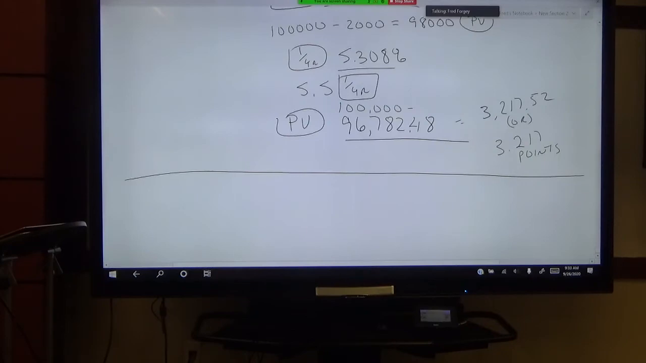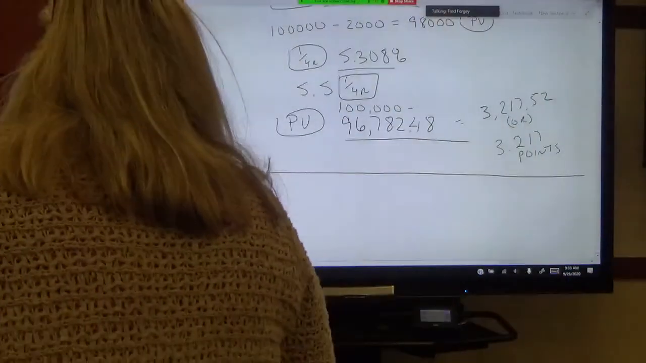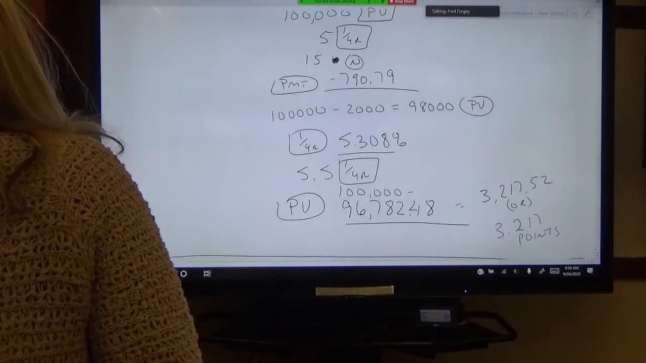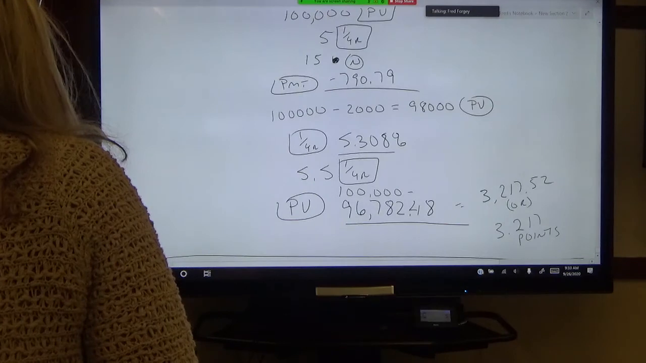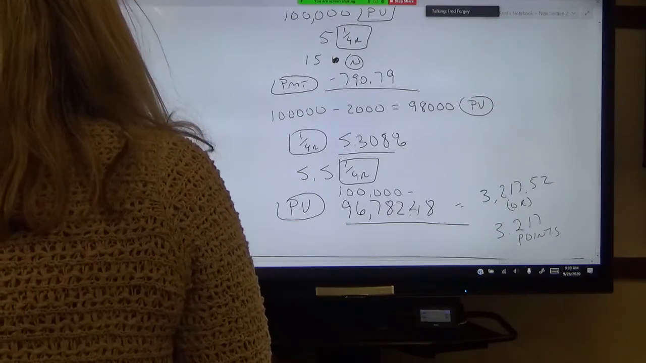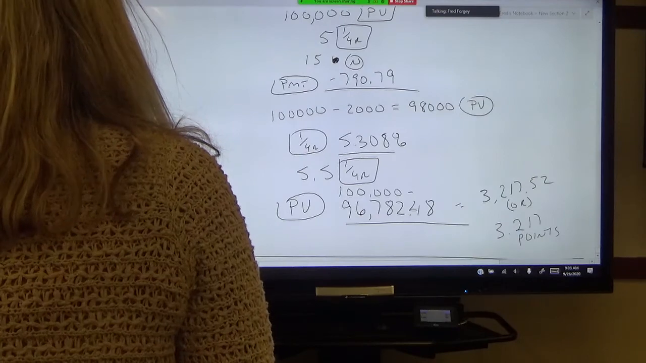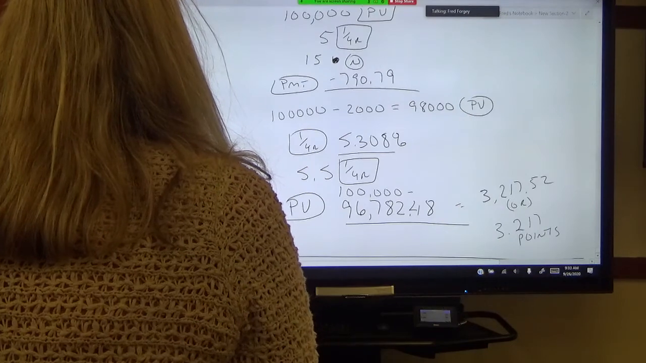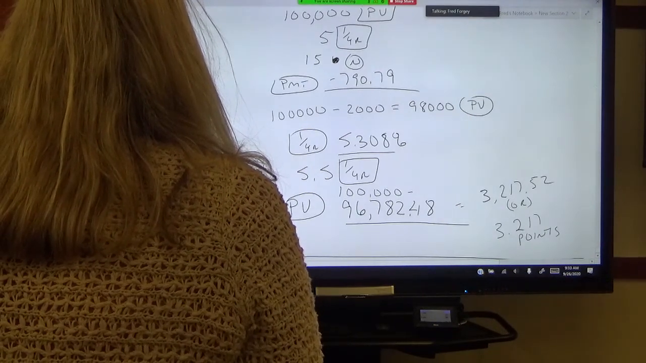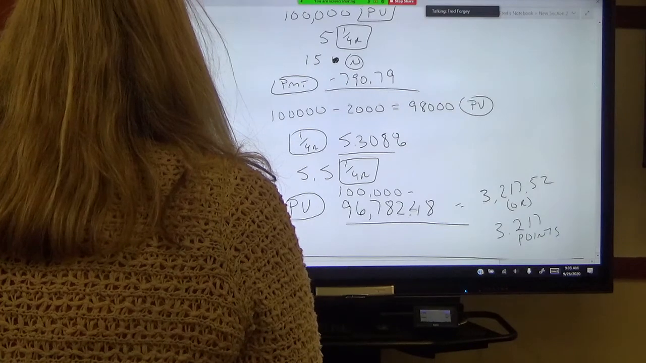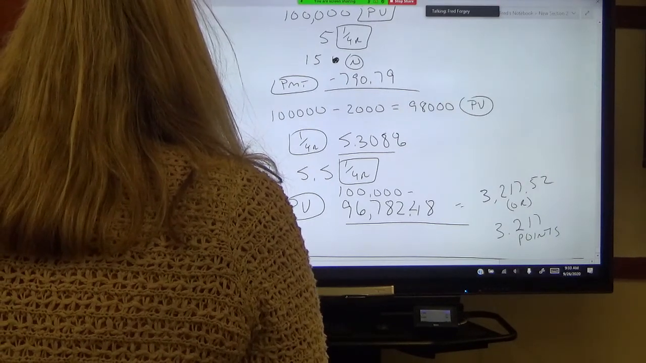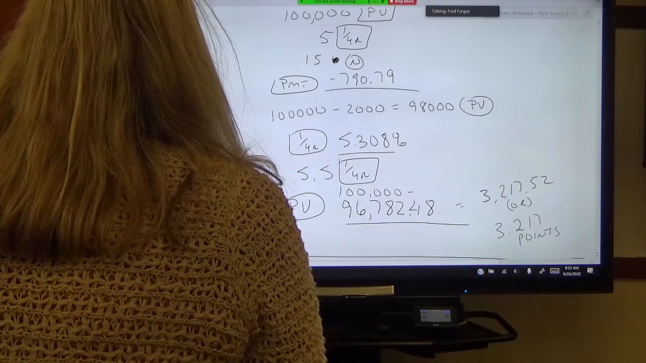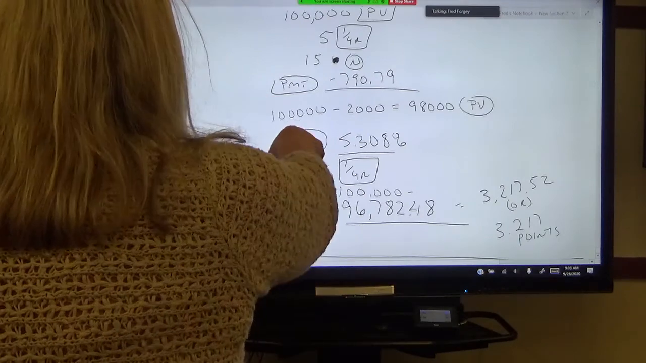So after you got the 5.30 yield, you said, okay, what is the present value if you change it to 5.5? Well, we want a higher yield, more than a 5.3% yield. We want a 5.5% yield. So in order to achieve a 5.5% yield, how much are we going to net as a financial institution? We're going to net the 96,782, which means the borrower is going to have to pay us $3,217.52 in loan origination fees, as opposed to the 2,000, correct.